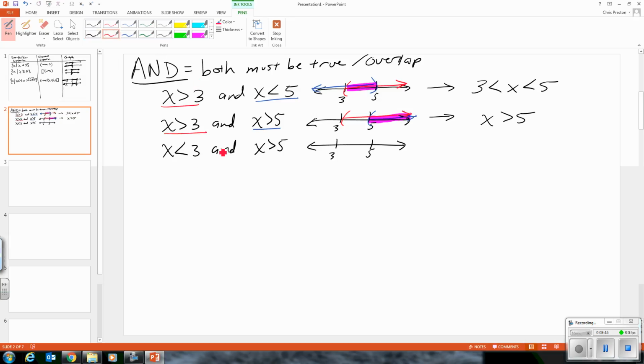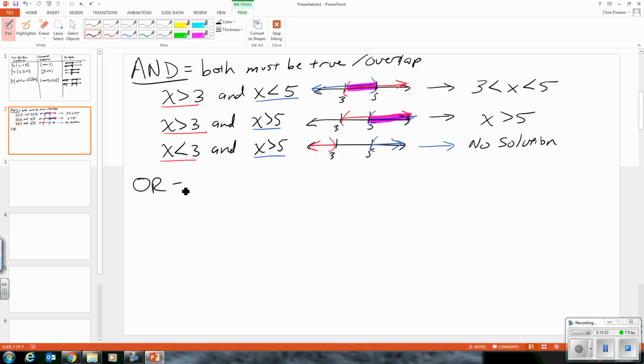And then this third situation, now we're saying x is less than 3 and x is greater than 5, and we're looking for overlap, well, there is none. There's no overlap here. No solution there. They don't overlap at all. There's no number that's less than 3, and that same number is greater than 5. So this statement doesn't make sense when you're looking at and.